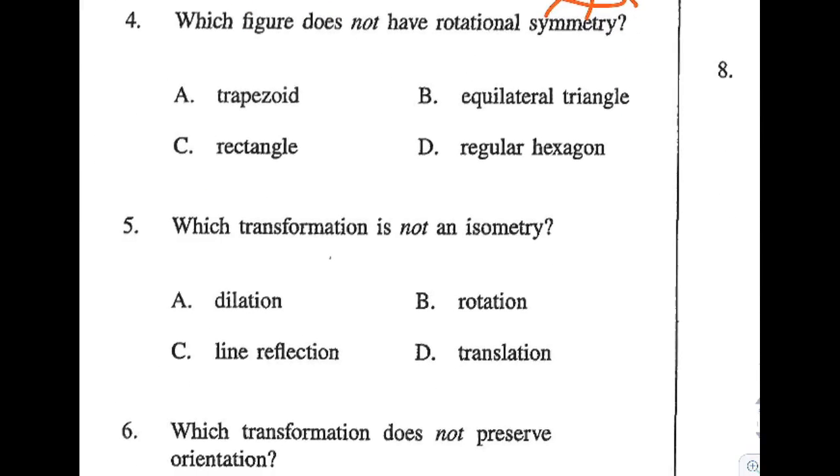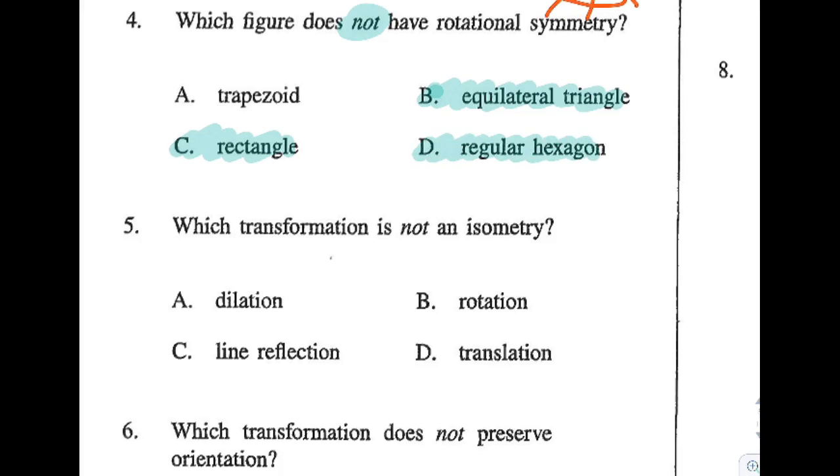What figure does not have rotational symmetry? Which means if you turn it upside down, which one will not look the same? A rectangle will look the same upside down. An equilateral triangle, not upside down, but if you turn it 60 degrees, will look the same. Every 60 degrees it will look the same. And a hexagon, even less than that, every 30 degrees it will look the same. But a trapezoid, there's no other way that will look the same until you get all the way around to the beginning again. So trapezoids do not have rotational symmetry.